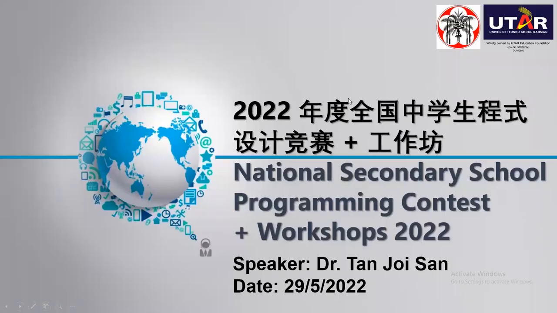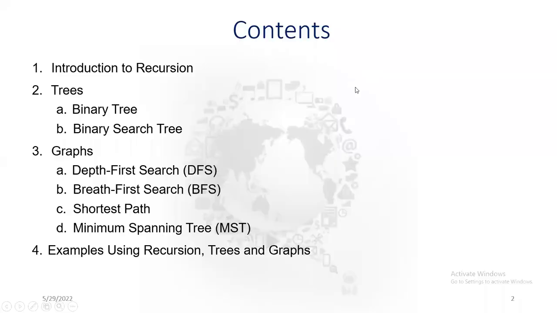Okay. All right, so now we're going to start with the content. So these are the things that we're going to present over here. First is the introduction to recursions, then tree. So for tree, we have binary tree, binary search tree, and graph. We're going to go into the depth first search, breadth first search, shortest path, minimum spanning tree, and also some of the examples.